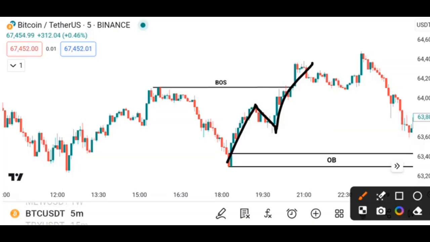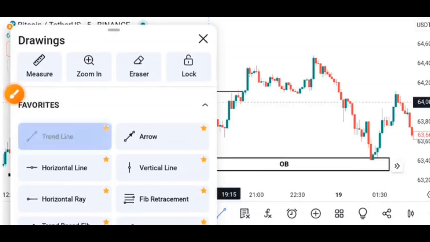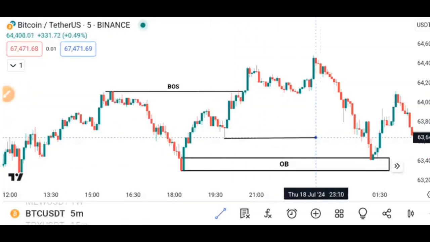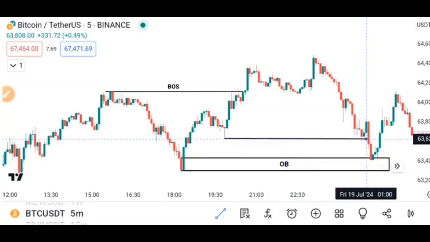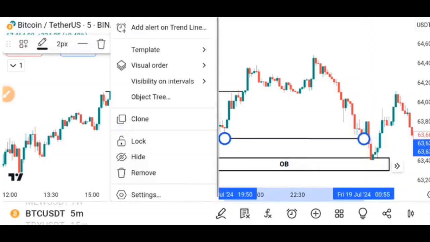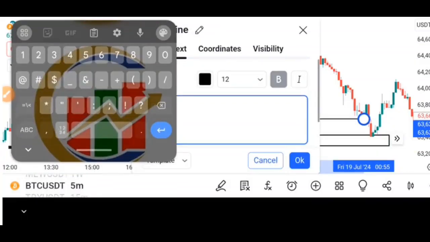Now what I call this area is the liquidity sweep. So you want to take your trend line and then mark that area out. This pullback, you mark it out just like this, straight to your right, and you name this your liquidity sweep. I'll just put the dollar sign.